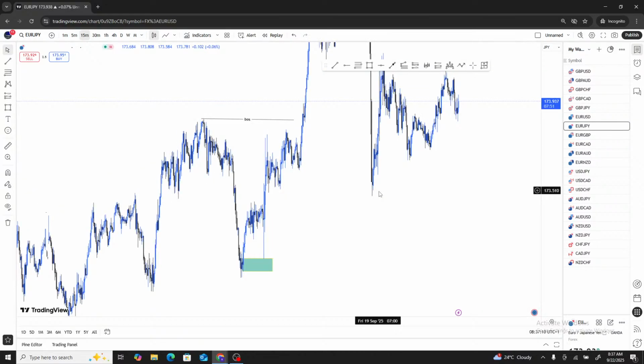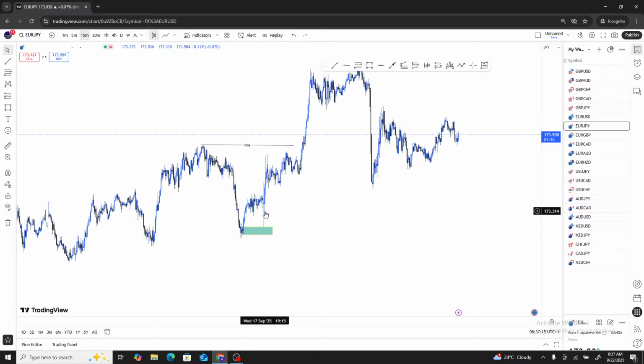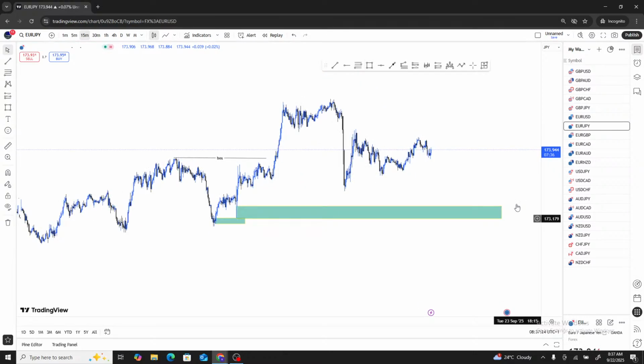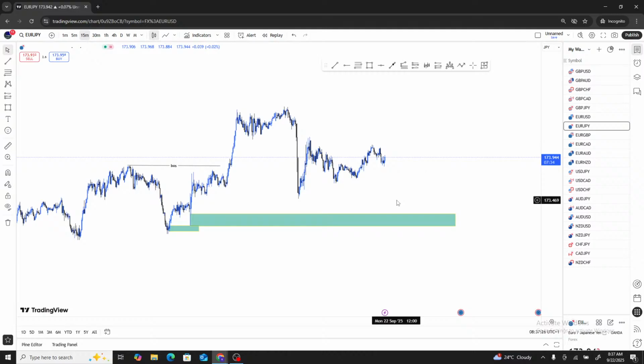So where is our next order block? Our next order block, I will be using this hidden order block. I will be using this hidden order block to wait for price to come, mitigate it, and move to the upside with a confirmation entry.